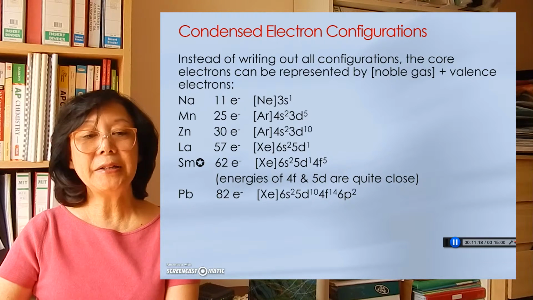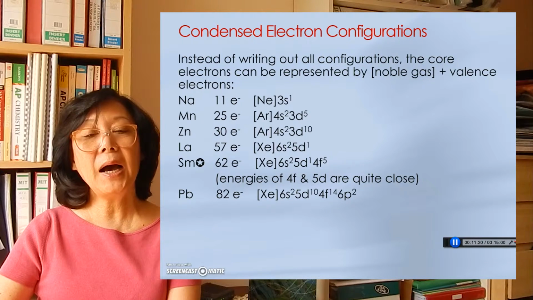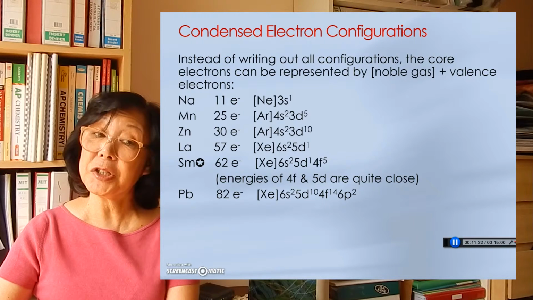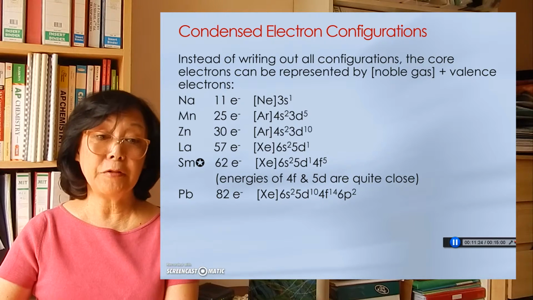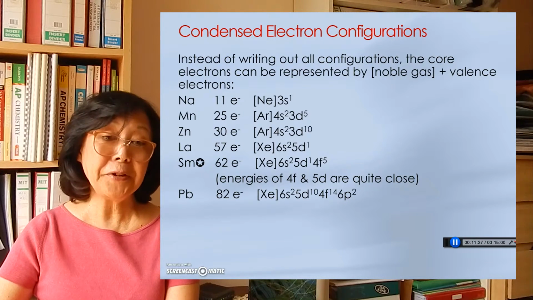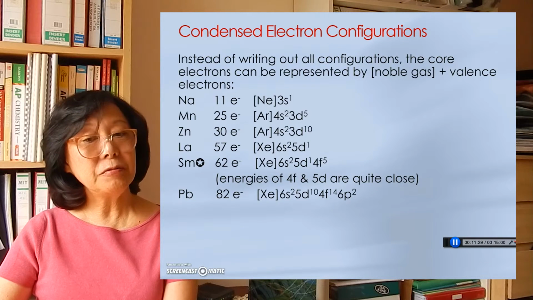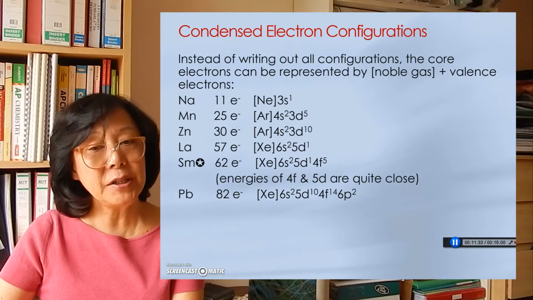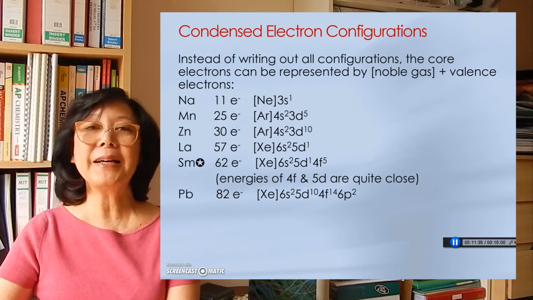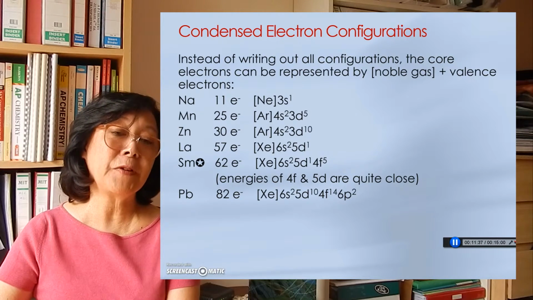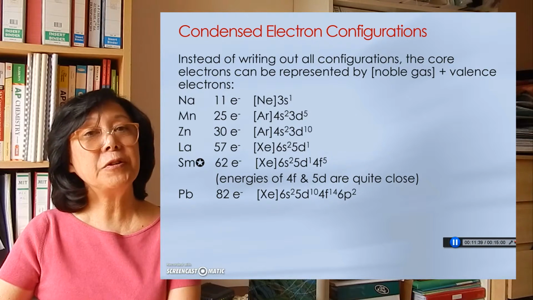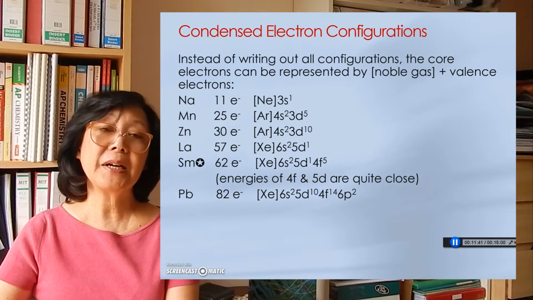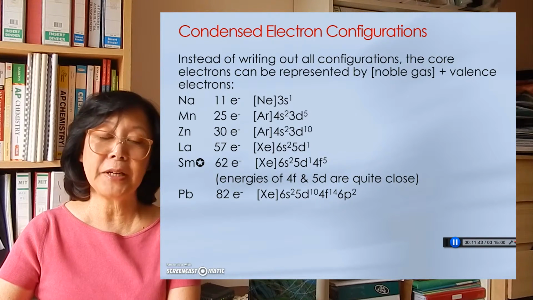Now with lead, we have xenon, and then we have the 6s2, and I really hope that you have your periodic table right in front of you to help you. After the 6s2, actually we have a 5d1, and then we look into the 4f14, then we look back into the 5d to make it up to 5d10 before we fill the 6p2. Now that comes with a little bit of practice, but I'm sure you can handle this.